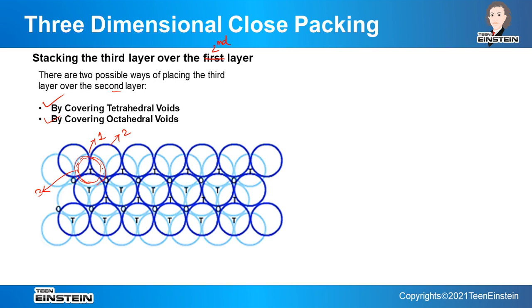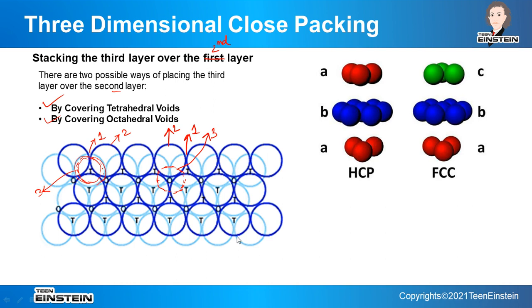But if we are placing the third layer over the octahedral voids, it will be like this. Now see, when we are placing the third layer over the octahedral voids, it is not a repetition of the first layer. So the first layer is 1, this is 2, and this red color that I am drawing now is 3. So now 1, 2, 3, it will be ABC type. It is not the same as what we have seen in the previous case.